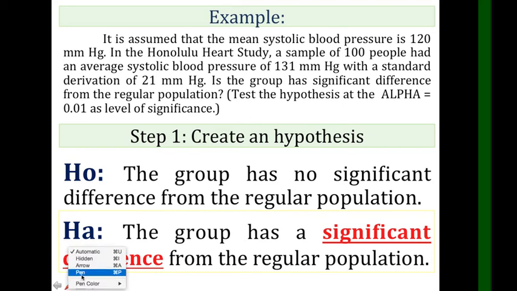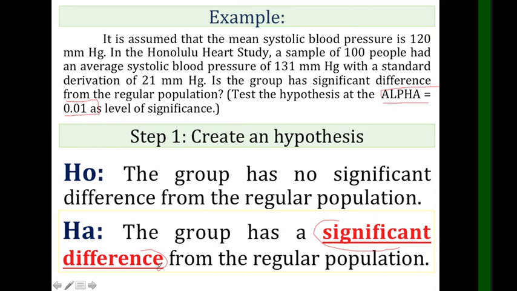sa number 2, una, ang hanapin natin is yung alpha. So, the alpha is 0.01 and obviously, nasa problem lagi. So, alpha is 0.01. Check na tayo doon. Ngayon, tignan mo ang HA. Ang word na significant difference. Ano ba yon? Directional or non-directional? The answer is non-directional. So, since non-directional siya ay two-tailed.